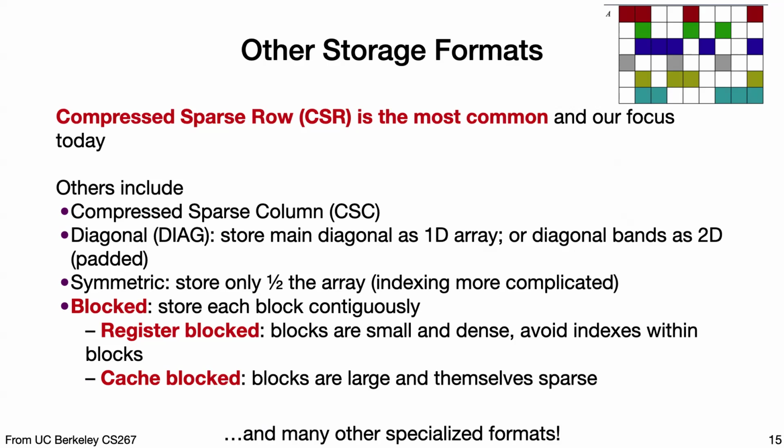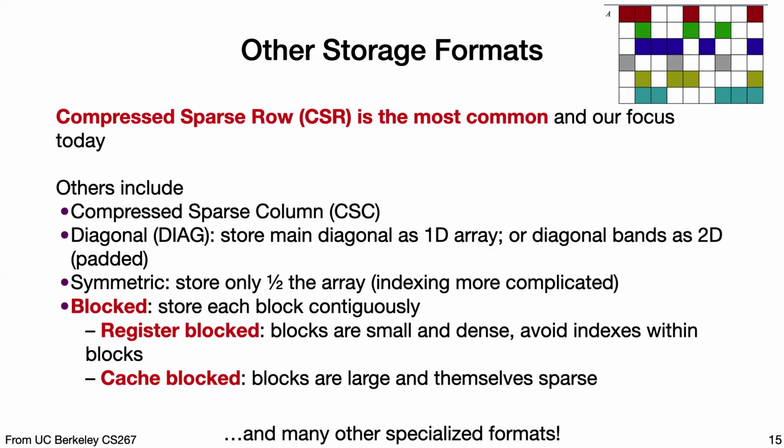There's diagonal. So if you have this special diagonal matrix, you can store the main diagonal as a 1D array, or diagonal bands as a 2D array, and then you will have even less space because you don't need to store the column IDs. Because if you just know that you have the main diagonal, the pairs that you have are all like I. Row ID and column ID are equal, so you don't need to store them. You just need to store the values.